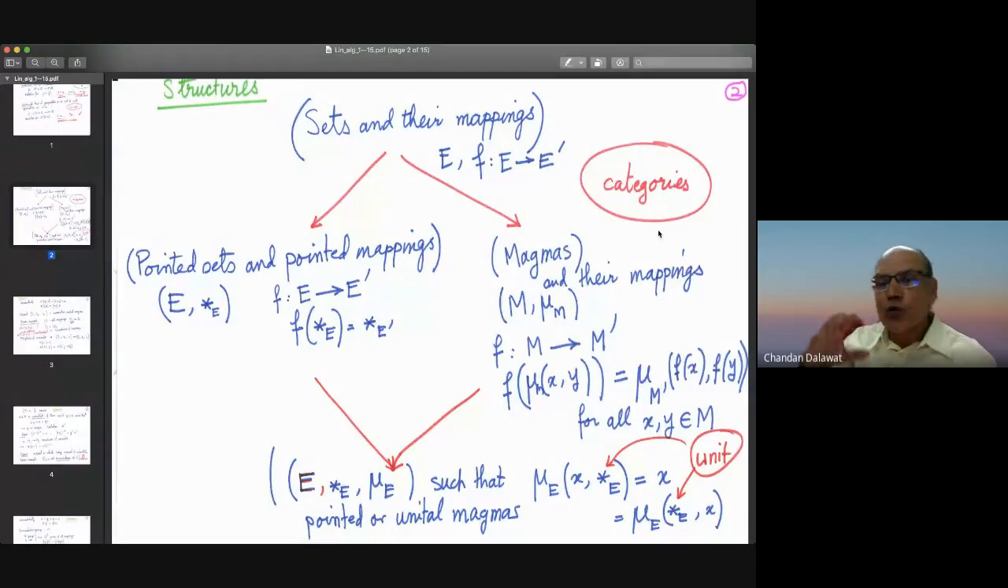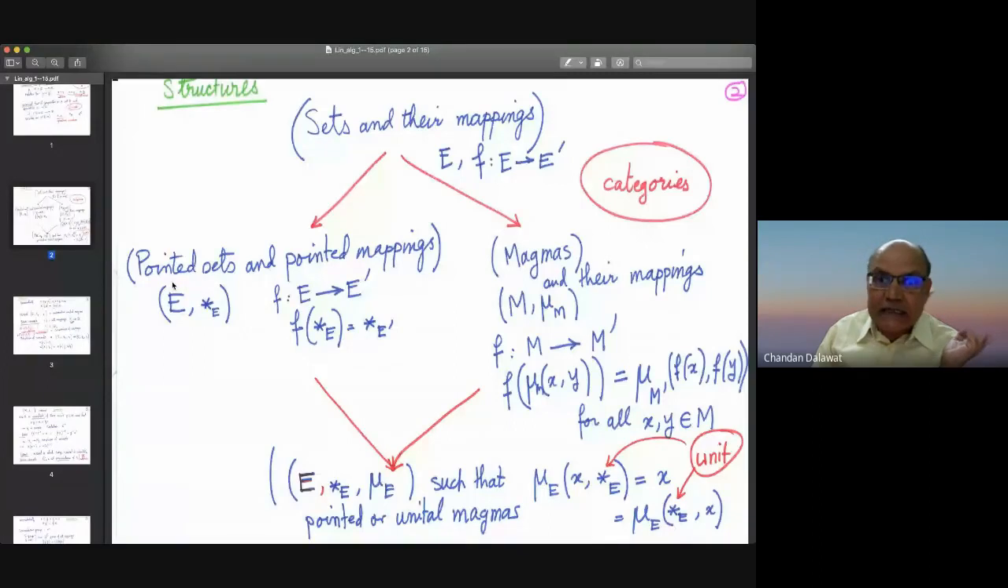Now there's this notion of categories, which we are not going to use much, but I just want to say that many of the things that we are going to come across are going to be categories. I don't want to make that precise, but the basic example of categories are, for example, the category of all sets and mappings between these sets. Another example is here on the left. These are called pointed sets and pointed mappings.